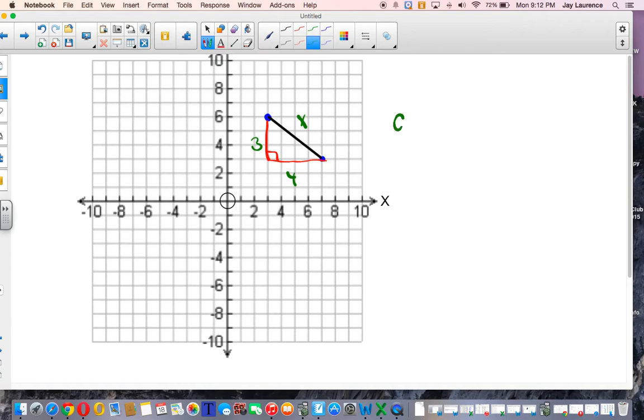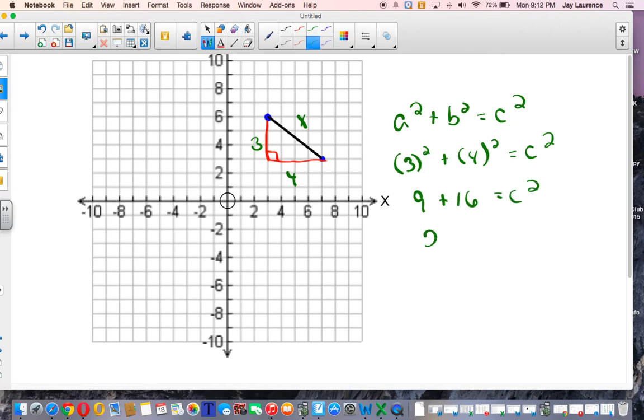And so I could go a squared plus b squared equals c squared. And then, of course, a would be 3, b would be 4. And so it would be 9 plus 16 equals c squared. 25 equals c squared. And then I will take the square root of both sides and get c equals 5. Okay, so if you were stuck and the formula really intimidated you, you could plot the 2 points, make a right triangle, and use the Pythagorean theorem.